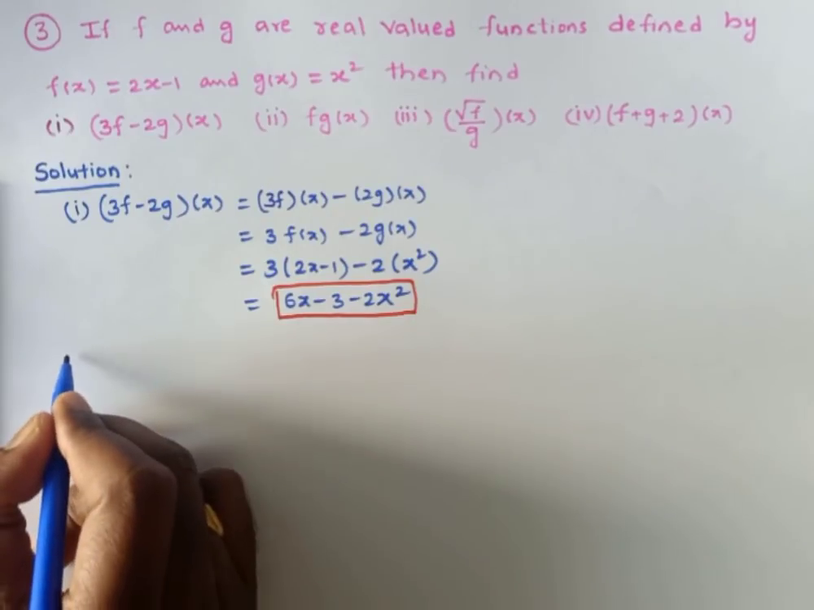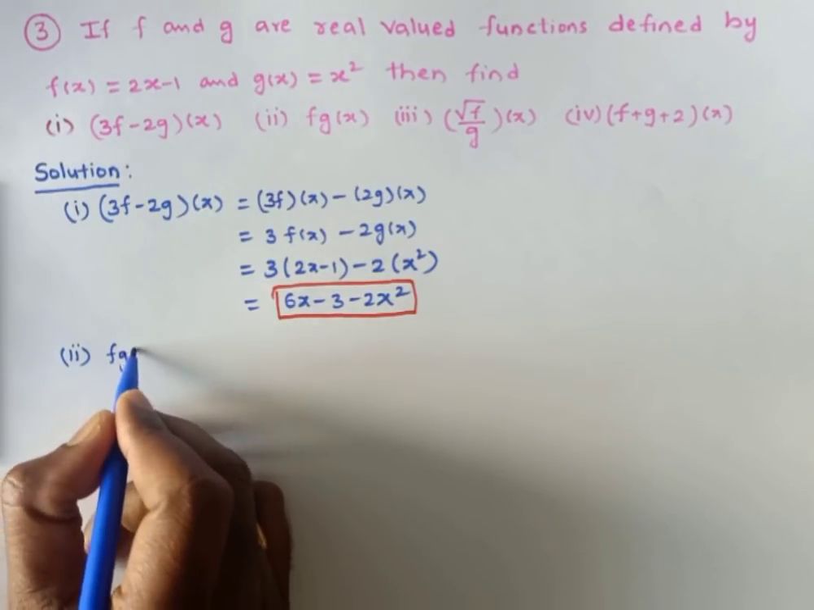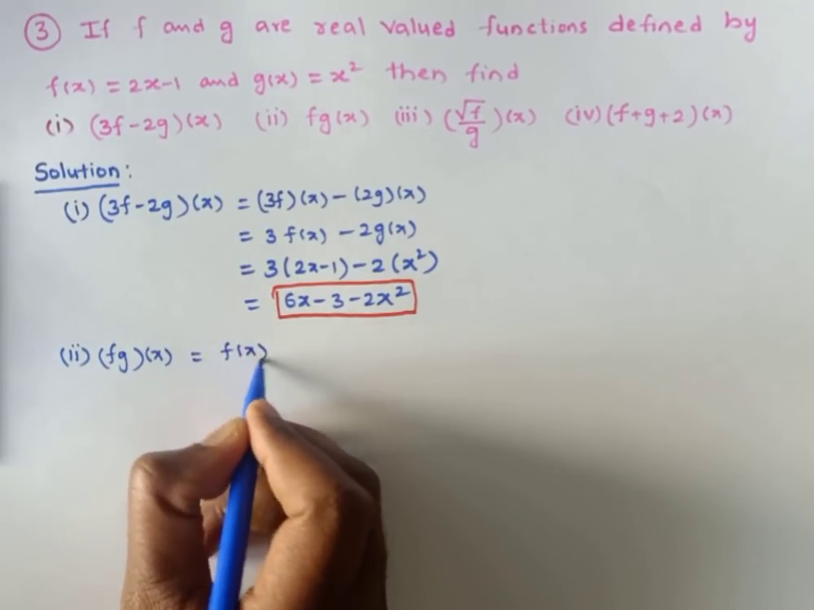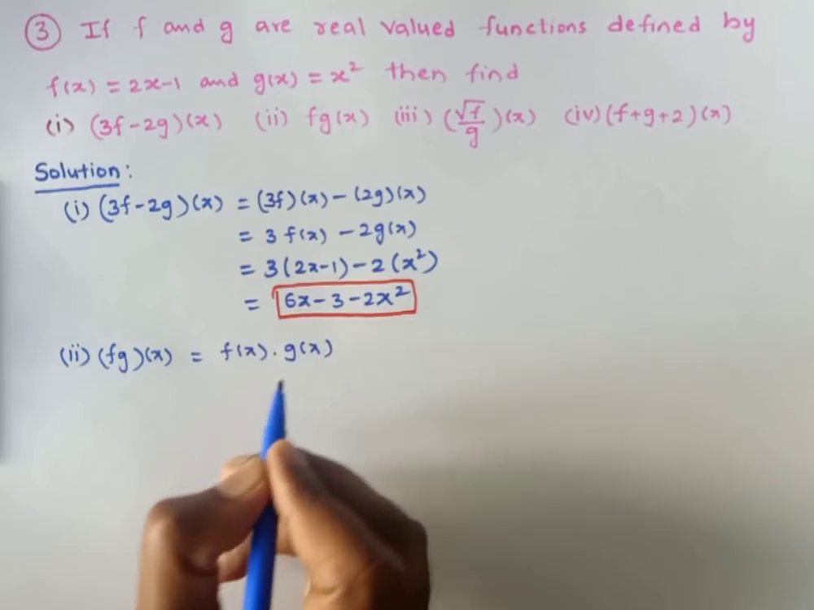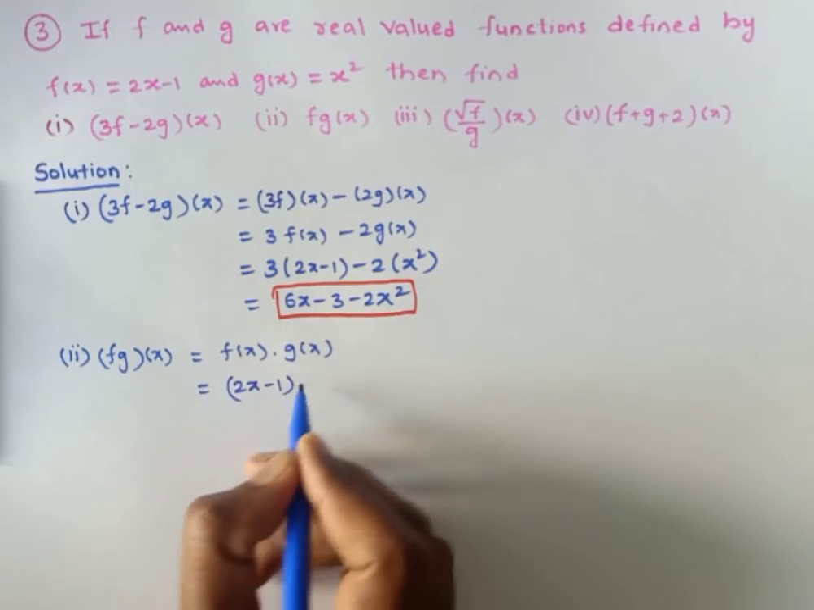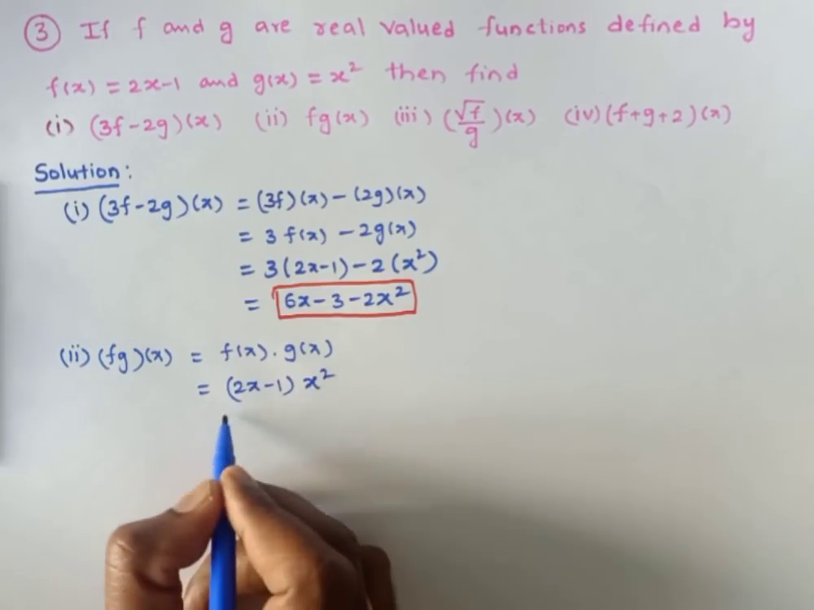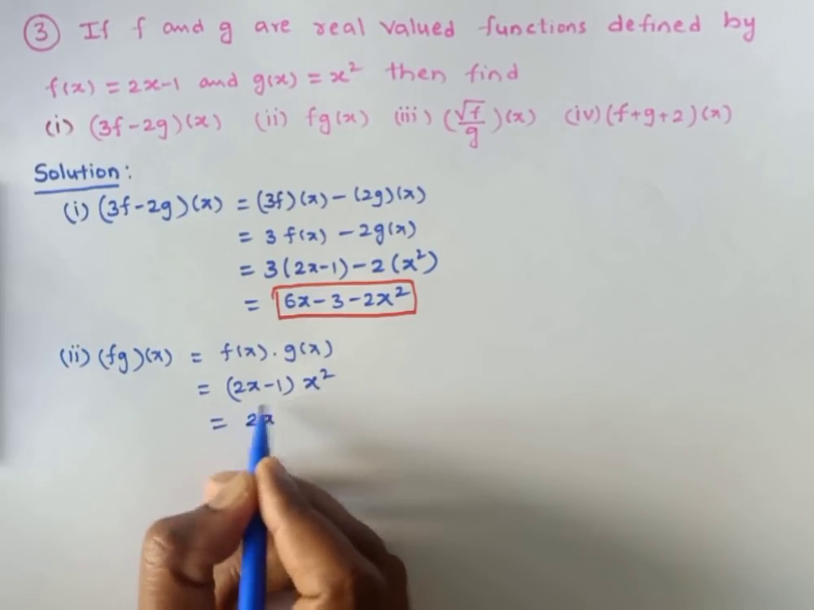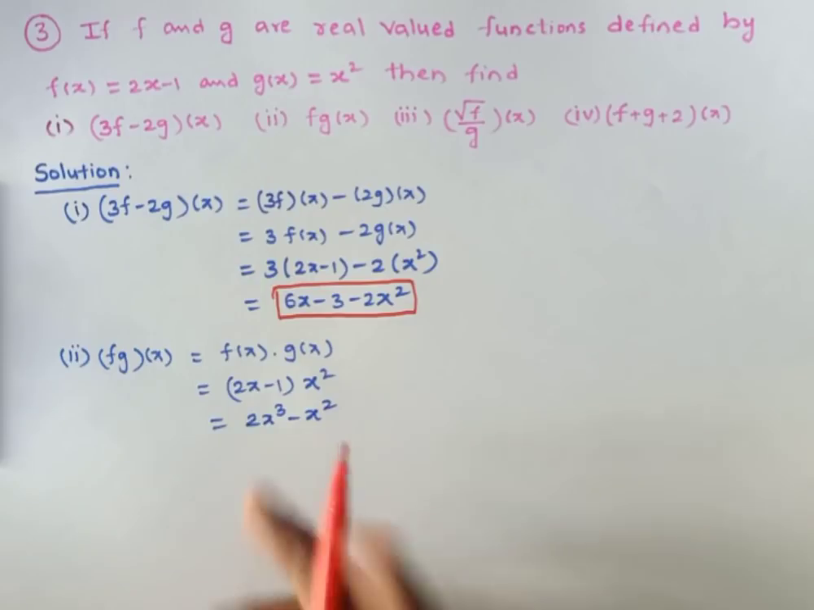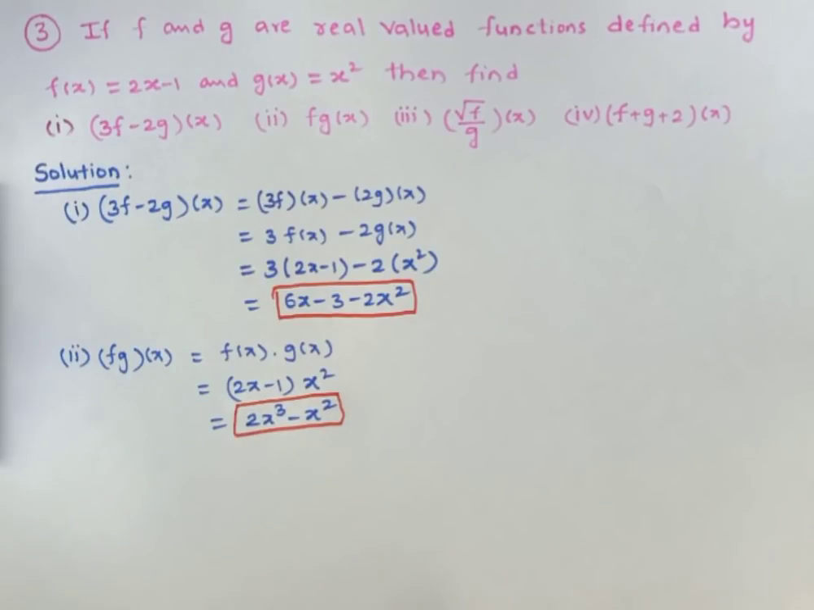Similarly the second one is f into g of x. So this is the multiplication rule, right? We have the rule that fg of x is nothing but f of x into g of x. What is f of x? 2x minus 1, into g of x, which is x square. So multiply this x square with 2x minus 1. So 2 into x square is 2x cube, minus x square, since 1 into x square is this one. Next, third one.